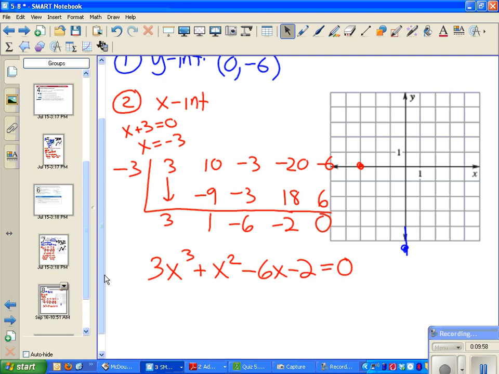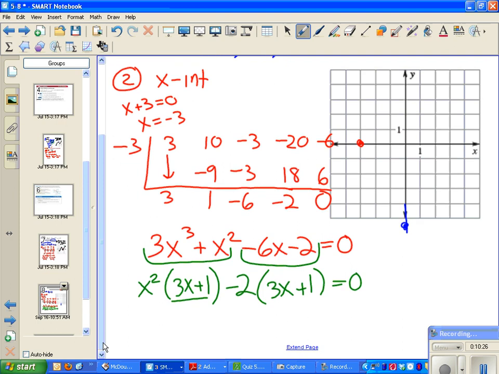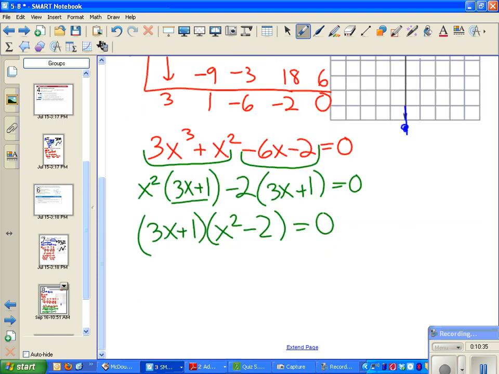So I have 4 terms, and I want to factor by grouping, so I'm going to split these apart. What's common to the first 2 is x squared, and then inside I'll have 3x plus 1. What's common to the second set is either 2 or negative 2, but since I want to match my 3x plus 1, I'm going to factor out a negative 2. And so inside I would get 3x plus 1. And then when I factor again, I factor out the 3x plus 1, and then I put the x squared and negative 2 outsides inside one parenthesis. Now I have it fully factored, and now I can find my other zeros.